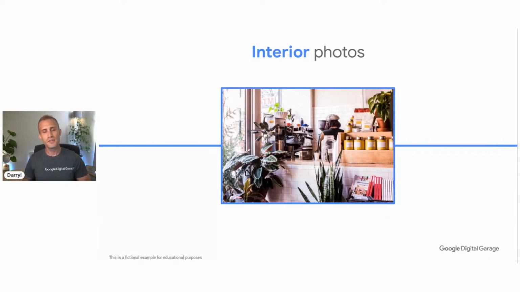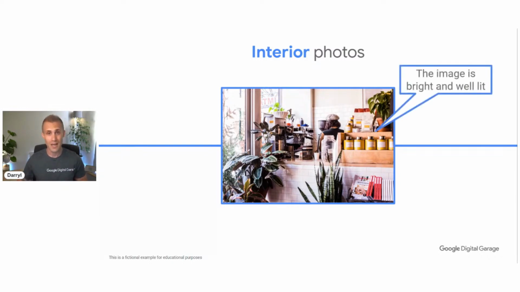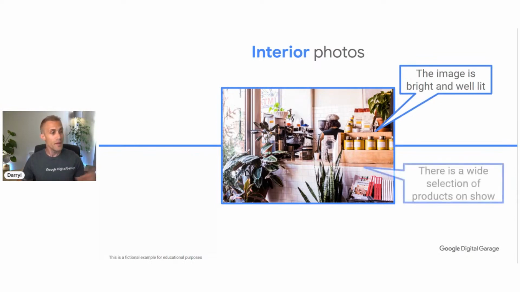The interior photos are a great way to showcase and infer what your business is about. In this particular instance, this image is bright and well lit. Of course, we don't want any dark photos, which are going to discourage people or make it gloomy. Then we want to make sure there's a wide selection of products on show. Now, this really comes down to what business you are. If you're a barber, you want to make sure you've got some scissors or something that's relevant to that particular location. If you're a florist, you want to make sure there are some beautiful plants and flowers within this photo.